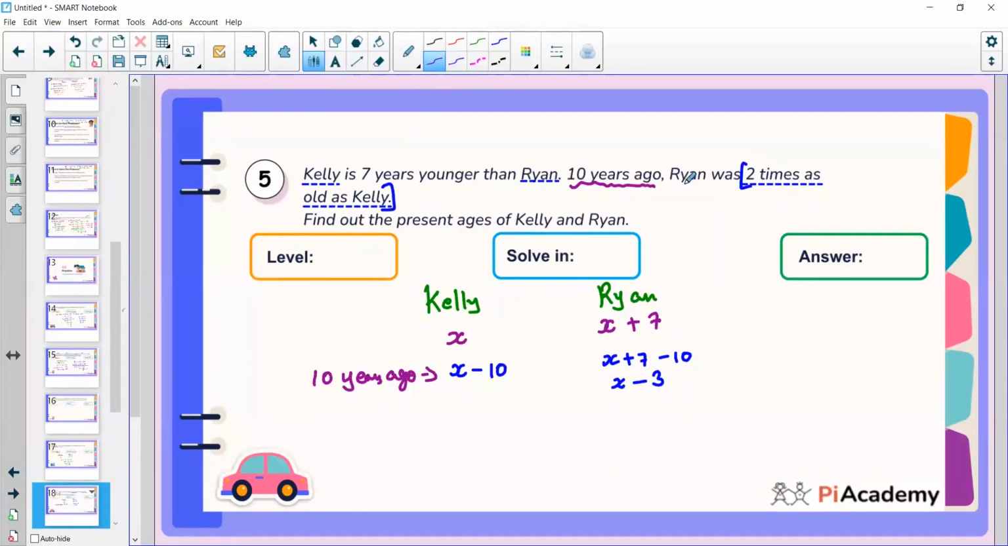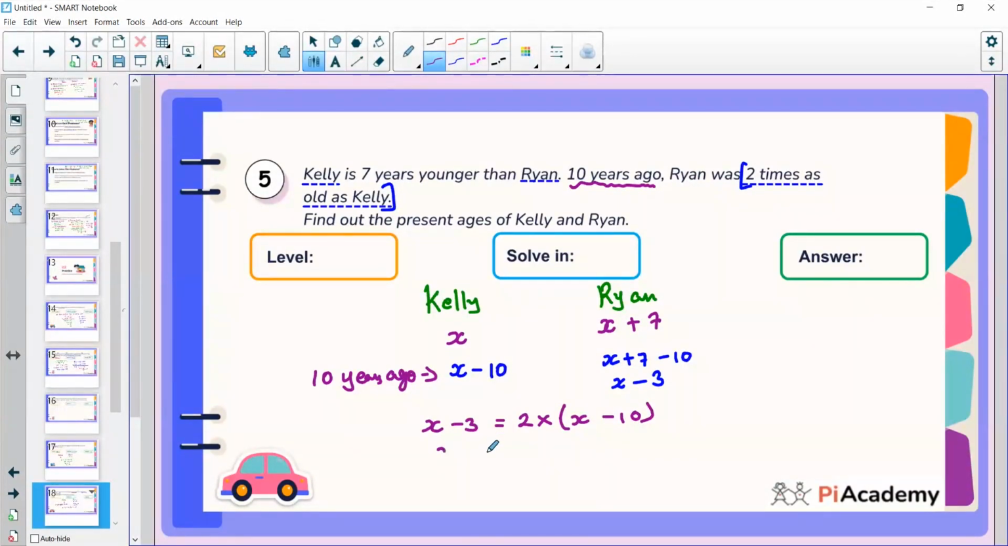So the equation would be: 10 years ago, Ryan was 2 times as old as Kelly. So x minus 3, which is Ryan's age 10 years ago, was 2 times Kelly's age 10 years ago. So 2 times (x minus 10). This is our final equation. So initially assigning the variable, then writing out the final equation.